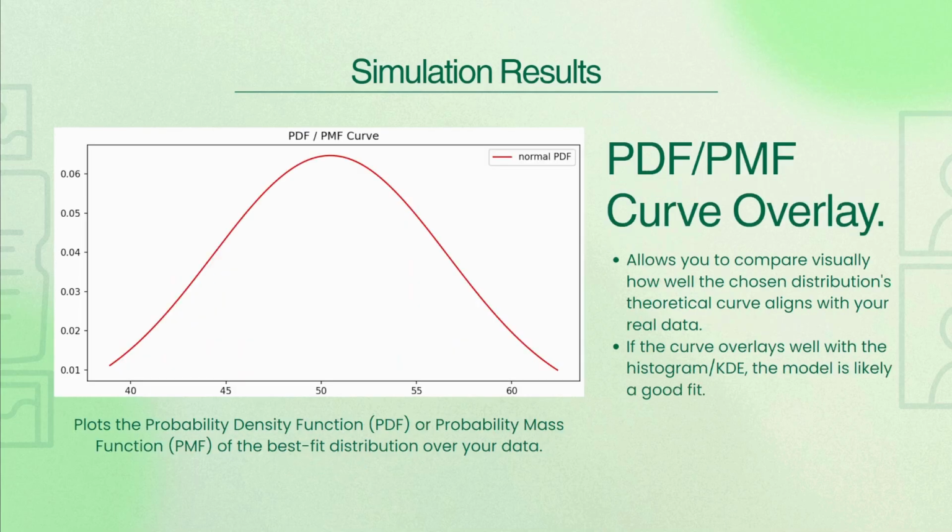Next, we have the PDF or PMF curve overlay. The purpose of this is that it plots the probability density function, or PDF, or probability mass function, or PMF, of the best fit distribution over your data. The importance of this is that it allows you to compare visually how well the chosen distribution's theoretical curve aligns with your real data. So if the curve overlays well with the histogram or KDE, the model is likely a good fit.